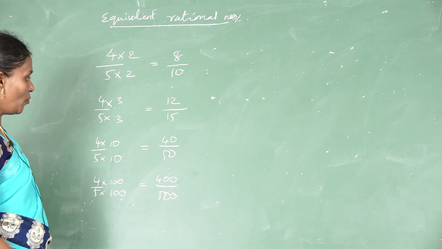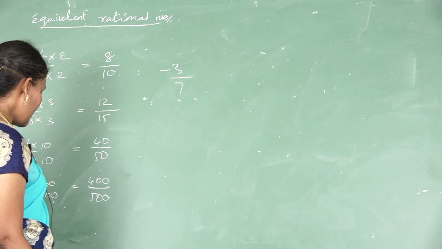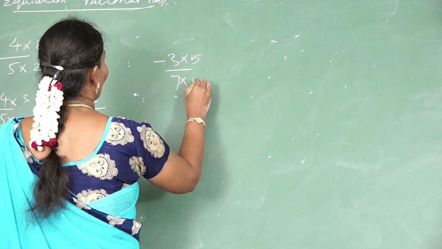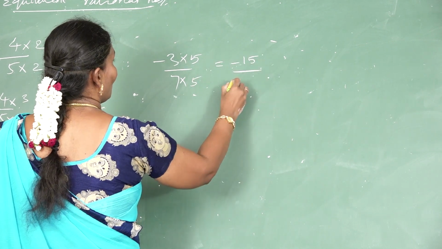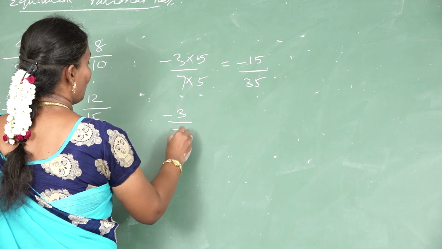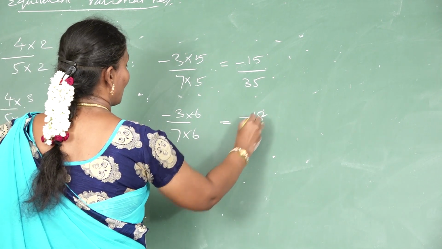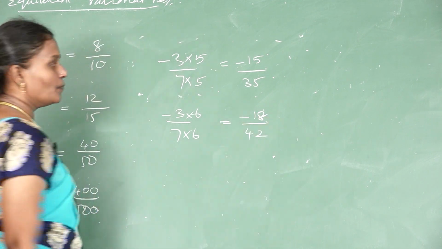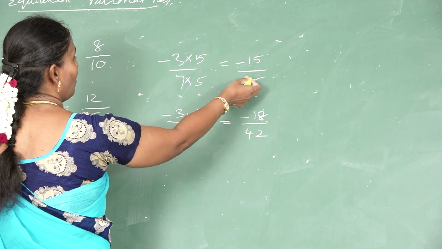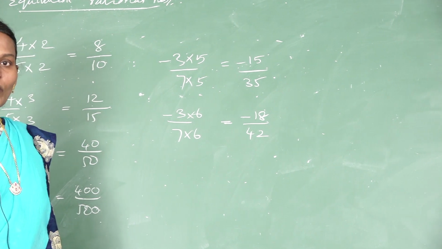You understand? See one more example. You take minus 3 by 7. This minus 3 by 7, you multiply the numerator and denominator by any number, 5. So minus 3 5s are 15 and 7 5s are 35. Okay? Then minus 3 by 7, multiplied numerator and denominator by 6, minus 18 by 42. Okay? So these numbers are equivalent rational numbers of minus 3 by 7. Do you understand what is meant by equivalent rational numbers?